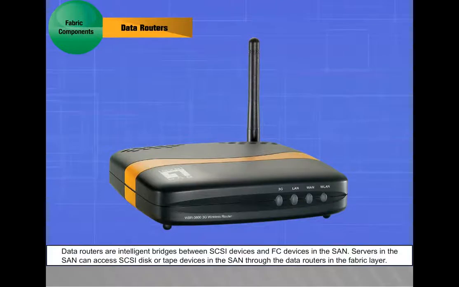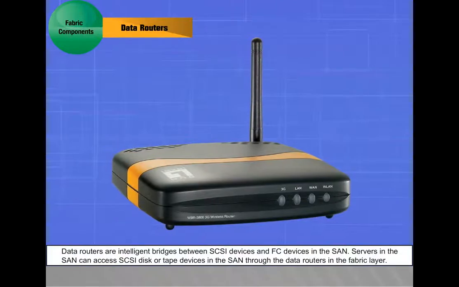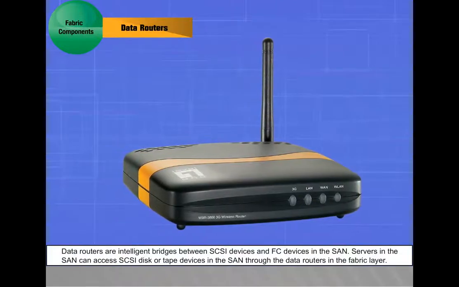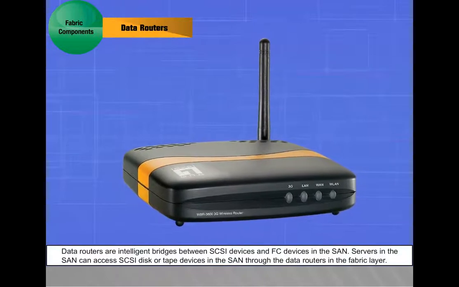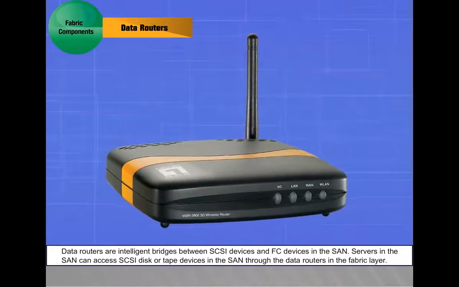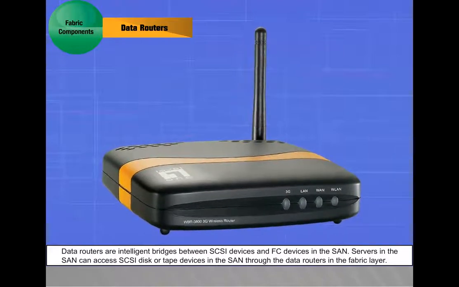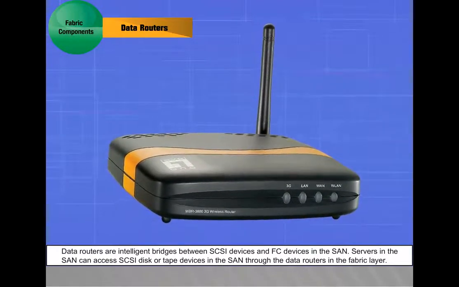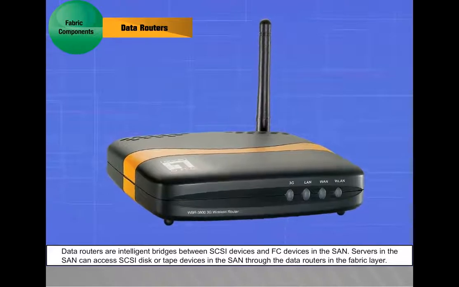Data routers. Data routers are intelligent bridges between SCSI devices and FC devices in the SAN. Servers in the SAN can access SCSI disk or tape devices in the SAN through the data routers in the fabric layer.